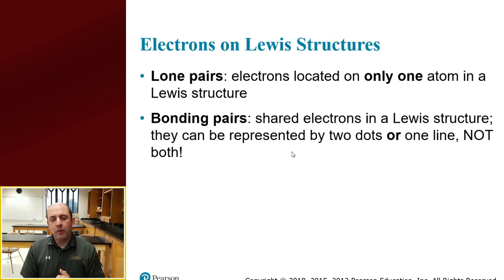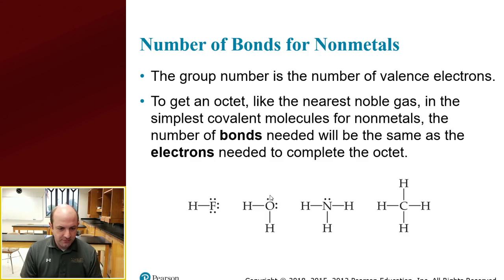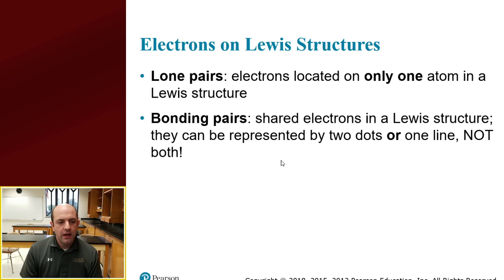All right. When we draw these structures, we talk about the electrons a little bit differently. We say lone pairs are the electrons that are only on one atom. So that would be these 2 pairs, like there's a lone pair, there's a lone pair, there's 3 lone pairs. And then the bonding pairs, well, these are the shared ones. They're the line in between. They can also be represented by 2 dots. We just put 2 dots in between.